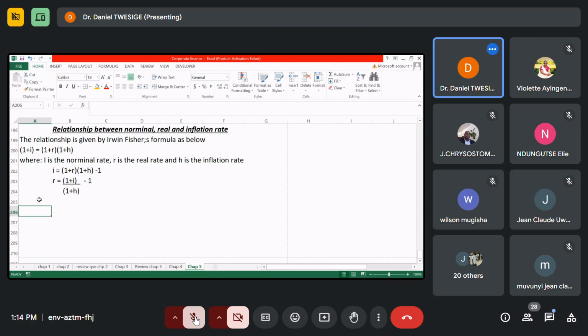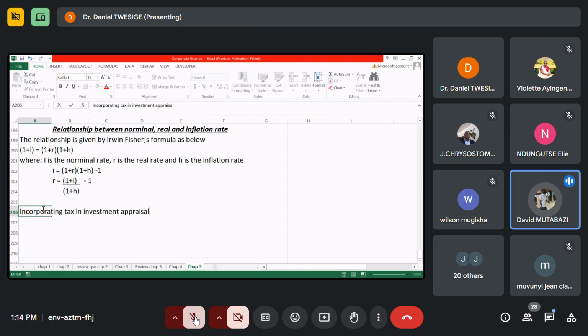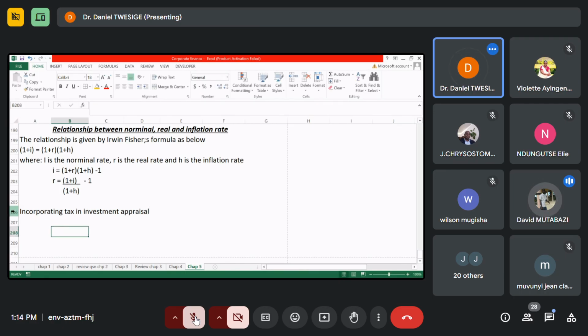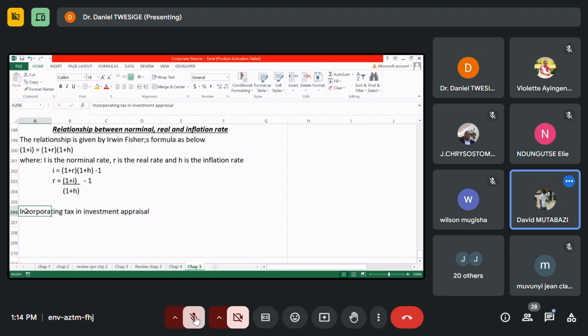Then another part we are looking at is incorporating tax in investment. Excuse me, I think we should have an example to understand more the incorporation of inflation. I thought we are going to look at it after this. We look at one example that combines all of this.